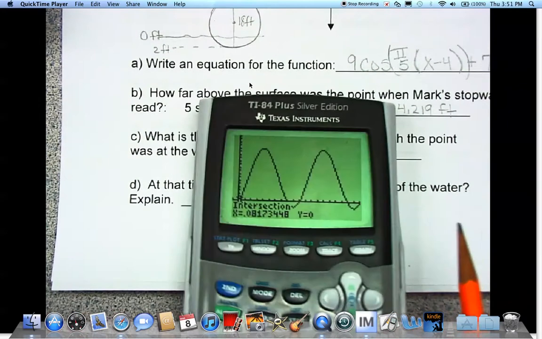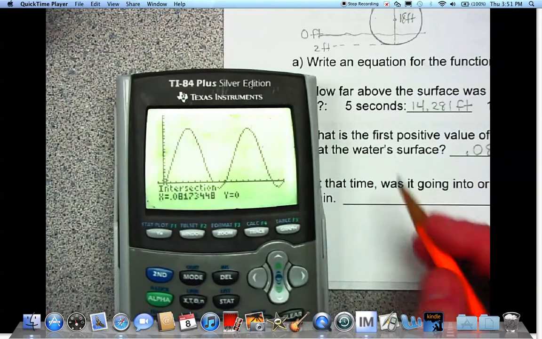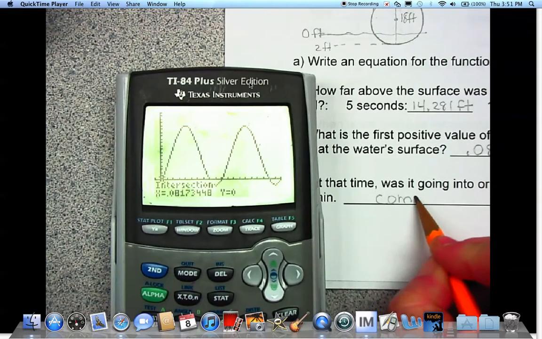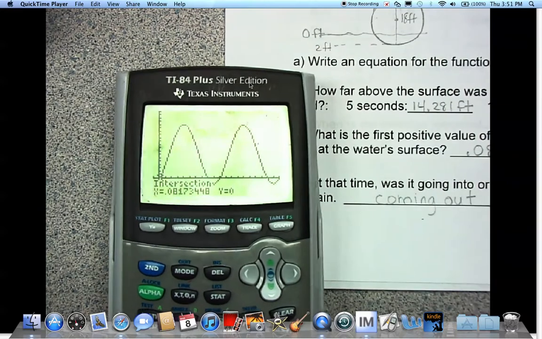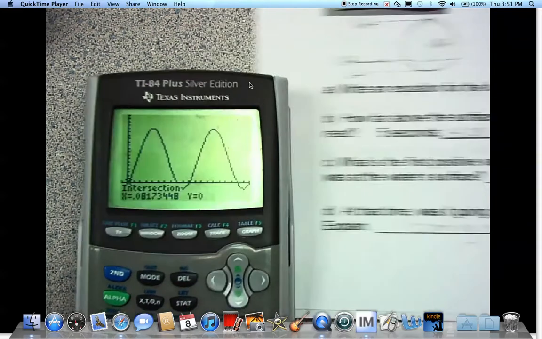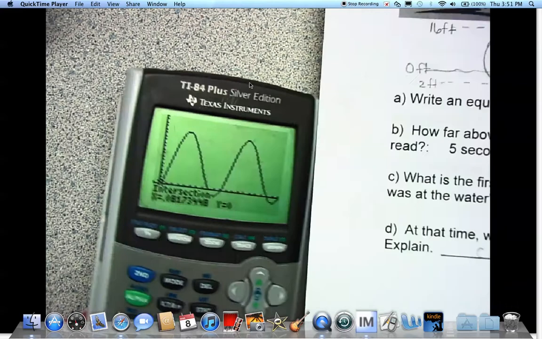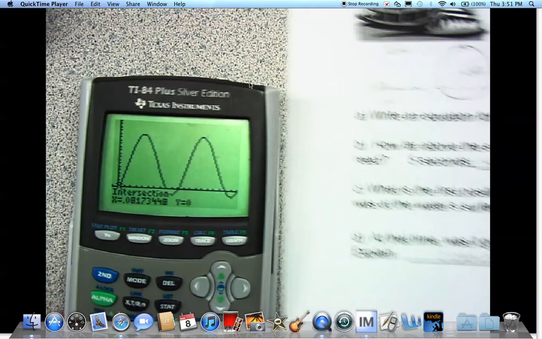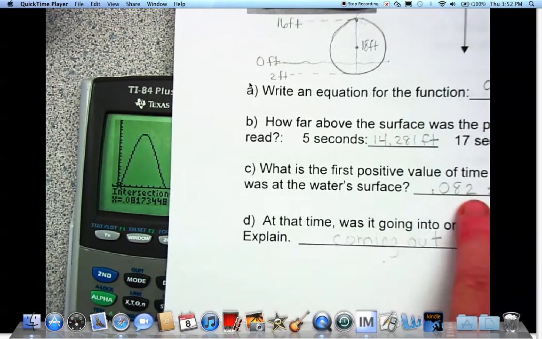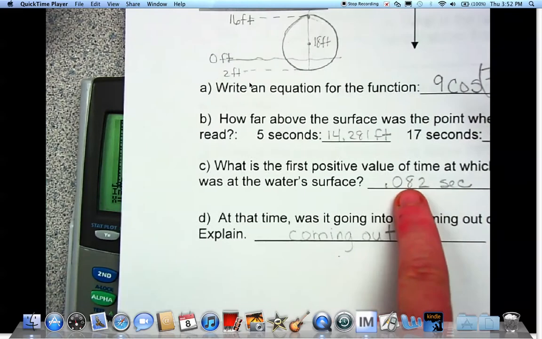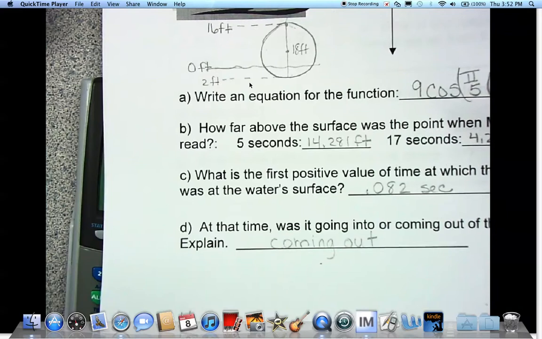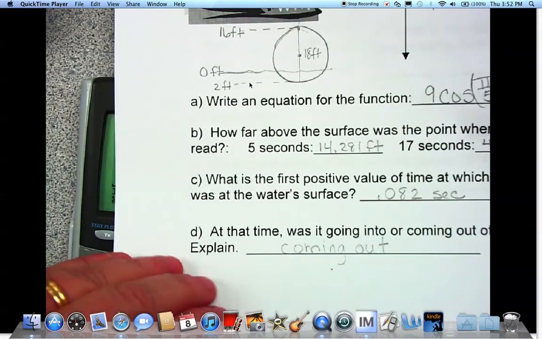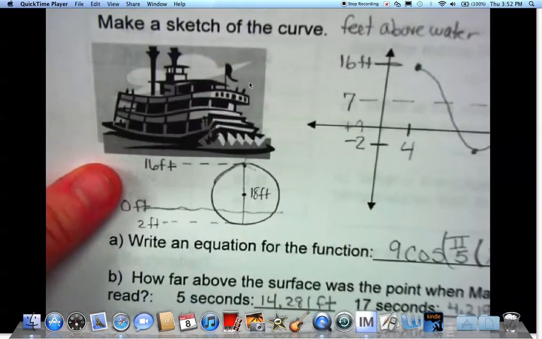Did I answer your question, Lindsay? Yeah, I was looking at just the middle section. I see what you're talking about, because we just did that. I understand with the wheel. What does it say? At what time was it going into or coming out? At this time right here, .082 seconds, was it going into or coming out? I might have read it that way too. Yeah, at first, that's what I read. I didn't understand what it was asking.